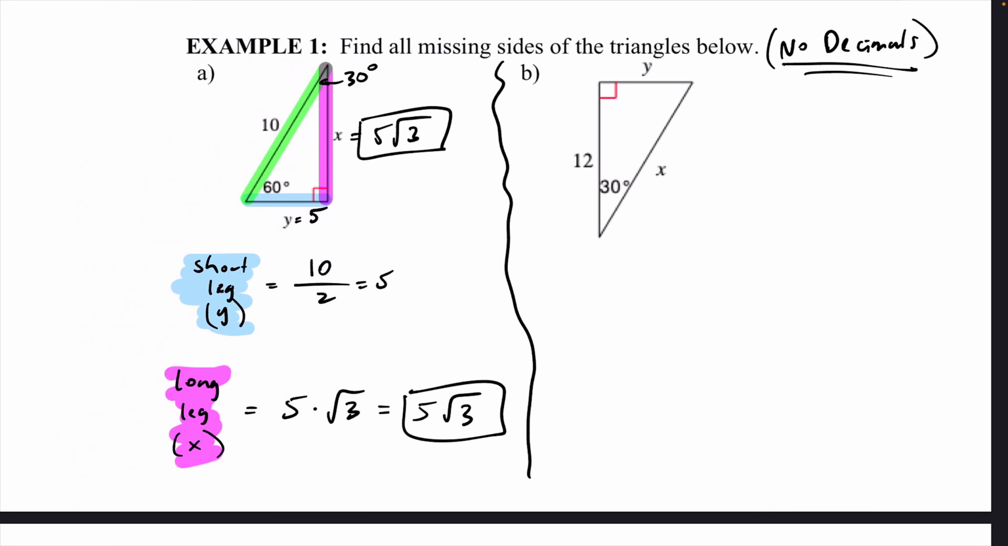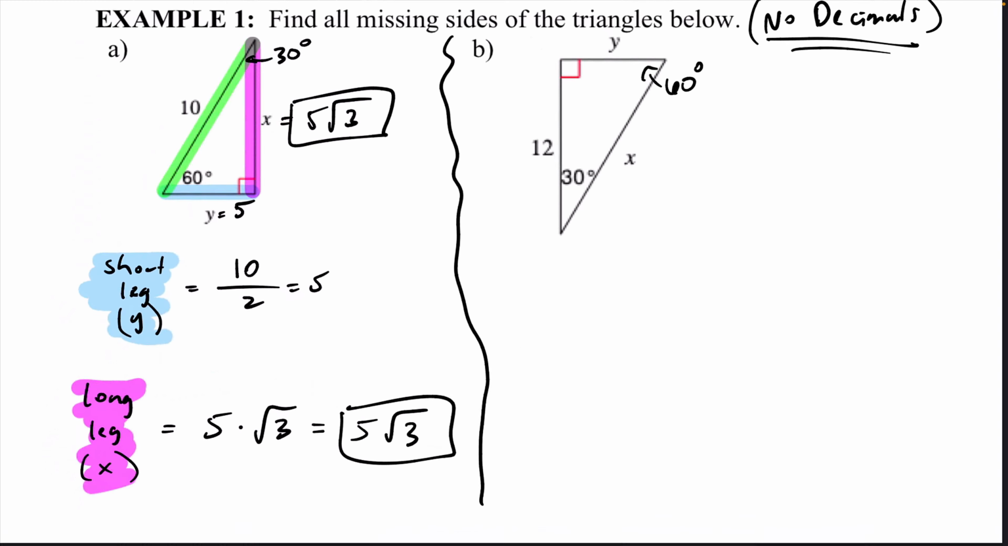So B, it's a 30, 60, 90 because one of them is 30, the other is 60. What is the given? Is it the short leg, the long leg, or the hypotenuse? It's the long leg this time. They've given us the long leg is 12. How do I know it's the long leg? Because it's opposite of the 60. Opposite of the 30 is going to be y. That's the short leg. And then the hypotenuse is always the hypotenuse. That one doesn't change.